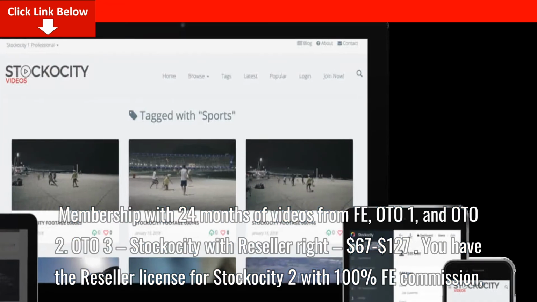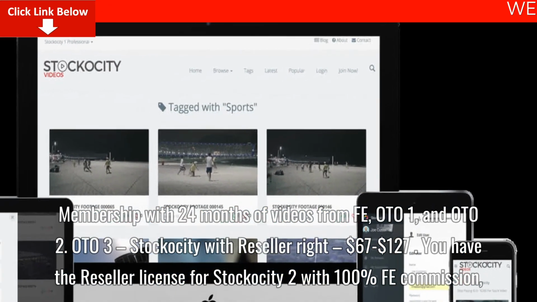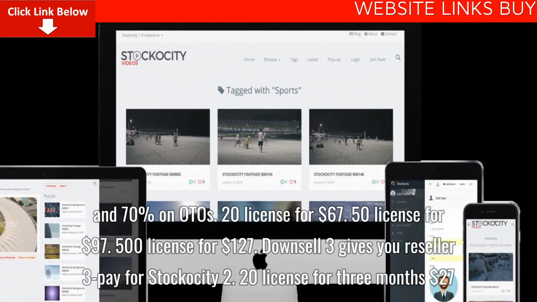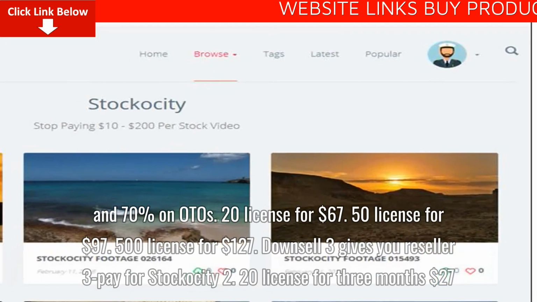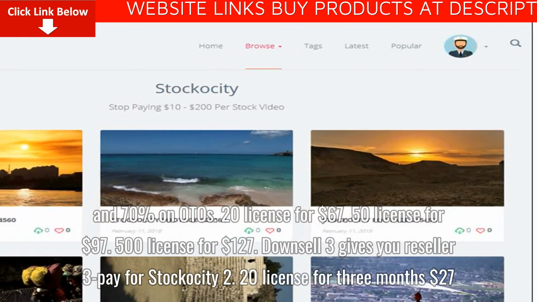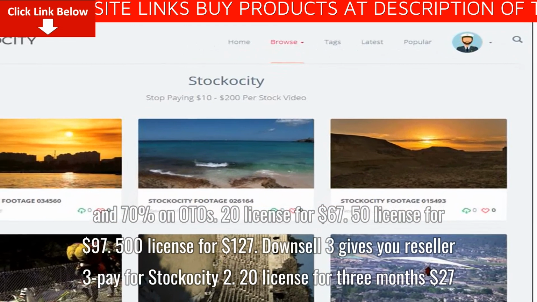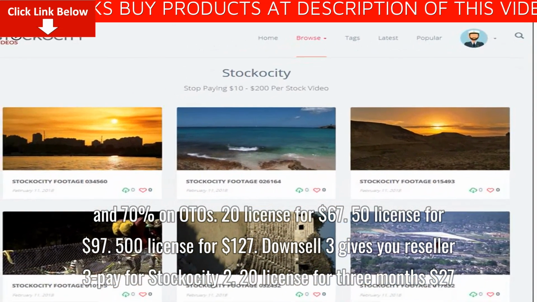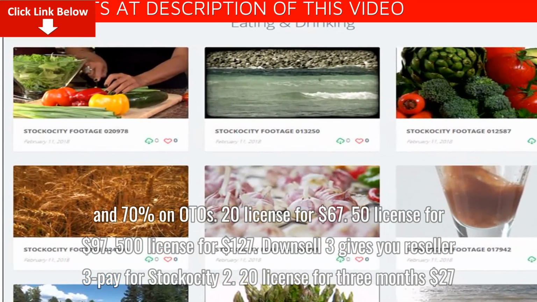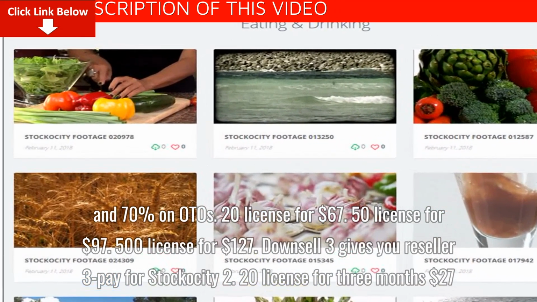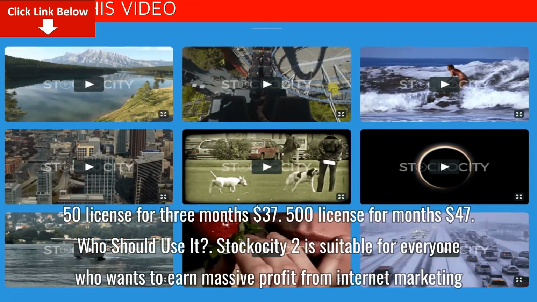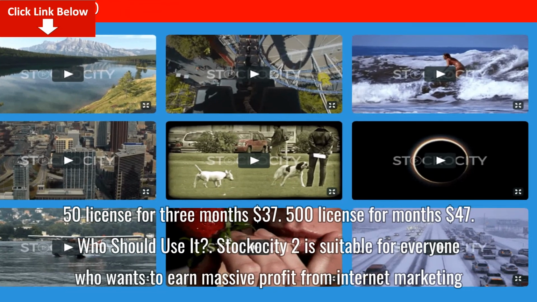$127. You have the reseller license for Stockocity 2 with 100% FAY commission and 70% on OTOs. 20 license for $67. 50 license for $97. 500 license for $127. Downsell 3 gives you reseller 3 pay for Stockocity 2. 20 license for 3 months $27. 50 license for 3 months $37.